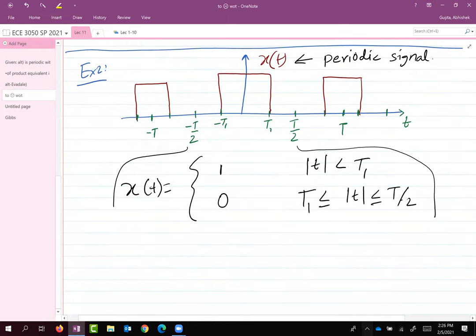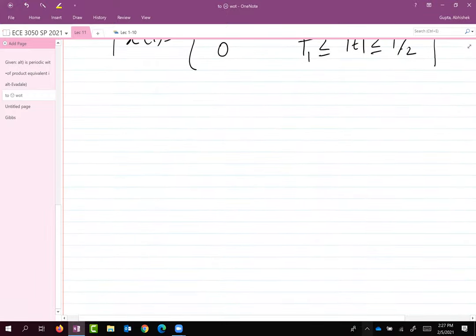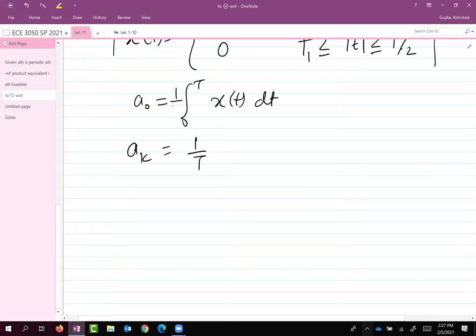Any questions so far? Okay, so in order to compute the Fourier series coefficients, remember that my a_0 is the integral from 0 to T of x(t) dt, and then a_k is 1 over T, sorry, there should be 1 over T here, integral 0 to T of x(t) e raised to minus j k omega naught t dt, where omega naught is 2 pi over capital T.